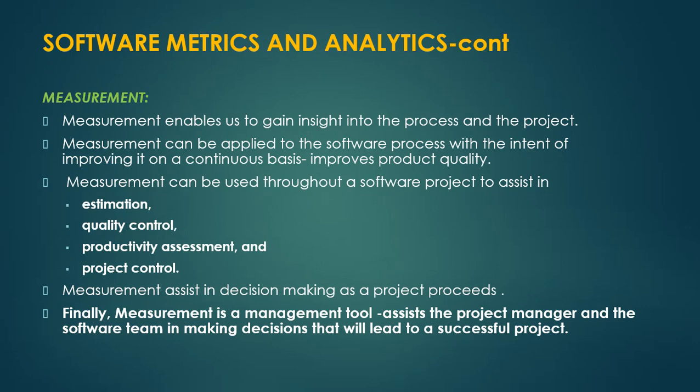Measurement can be applied to the software process with the intent of improving it on a continuous basis. Measurements can be used throughout a software project for estimation, quality control, productivity assessment, and project control. Software measurement is very much needed to prove that a particular software process is successful. That's why measurement assists in decision making. Finally, measurement is a management tool which will assist the project manager and the software team in making decisions that will lead to a successful project.